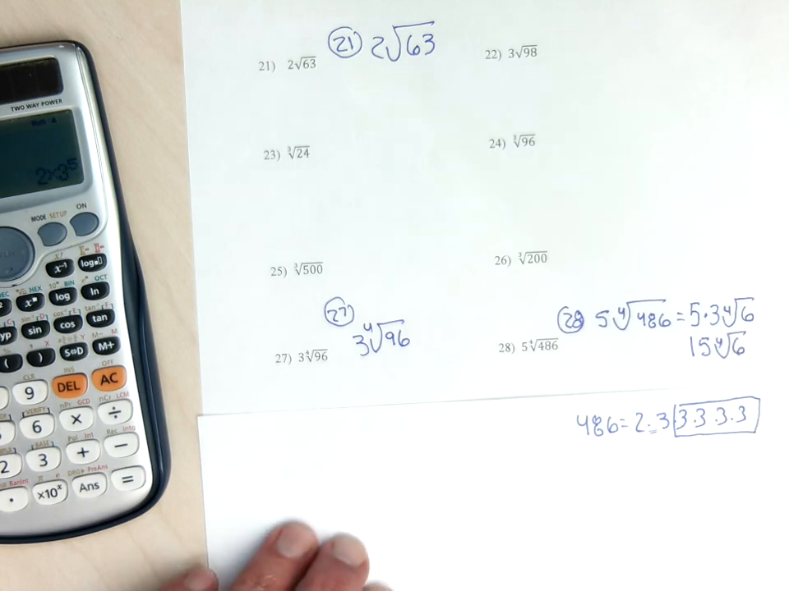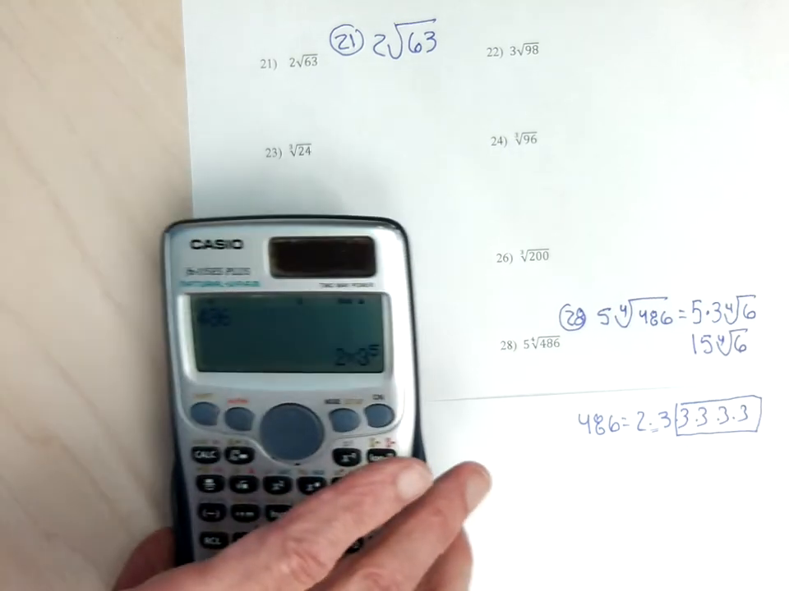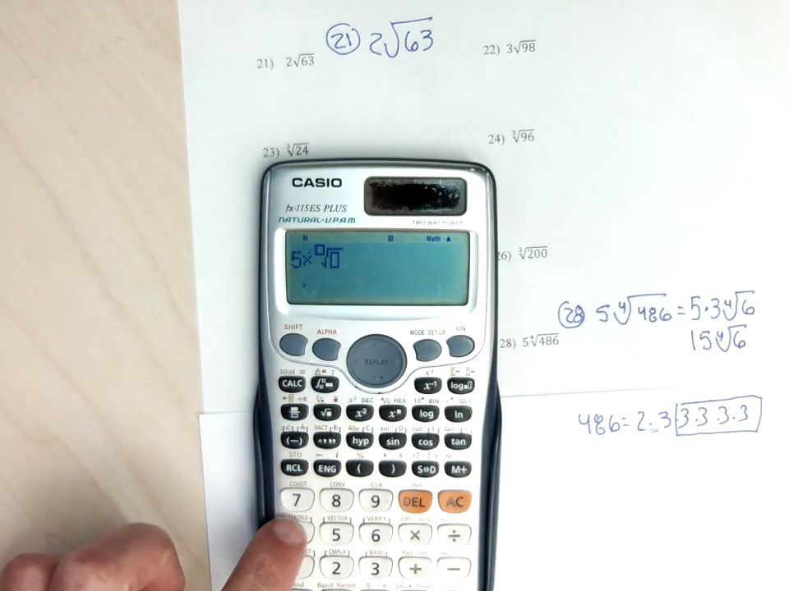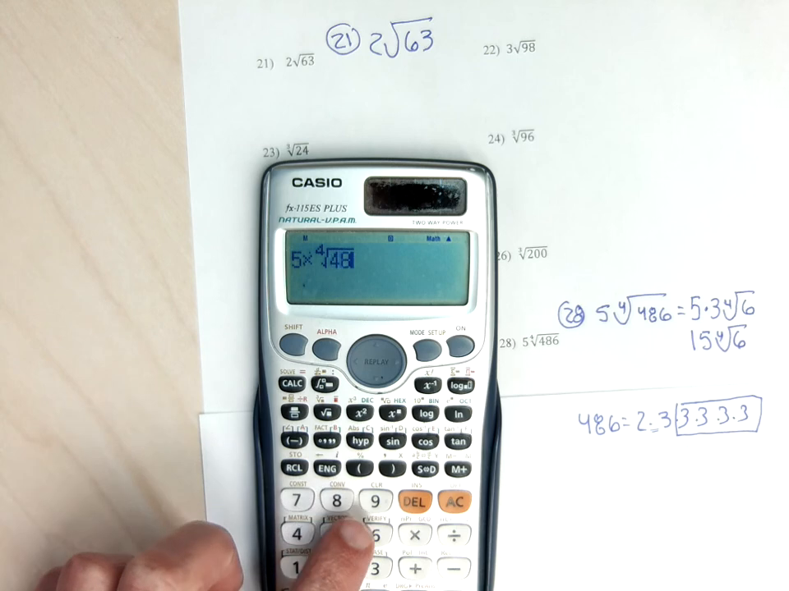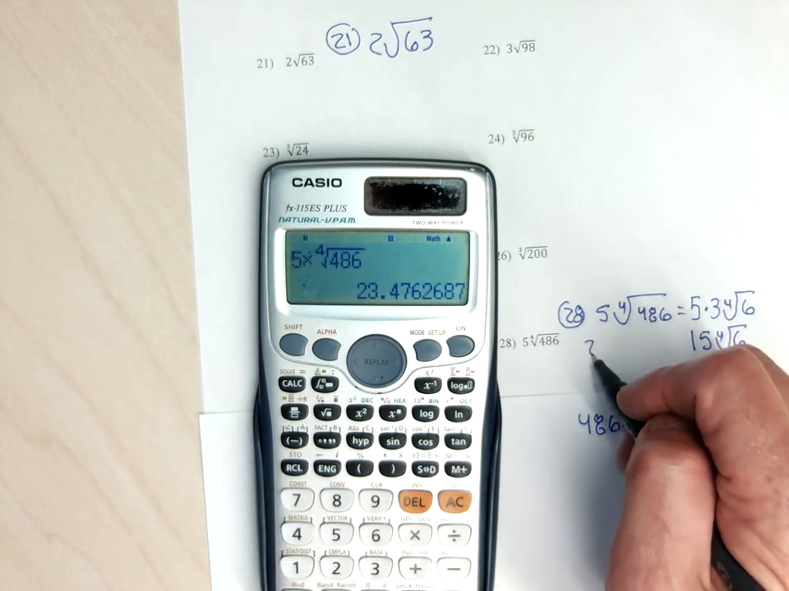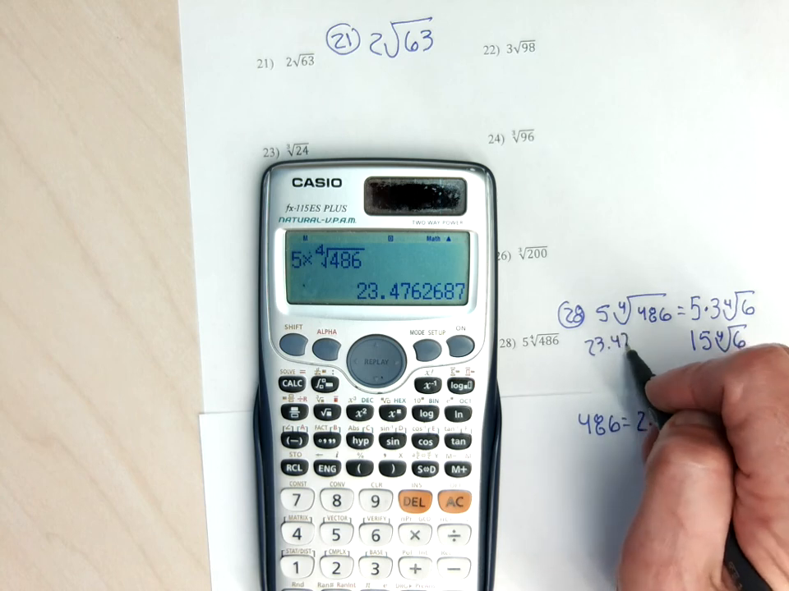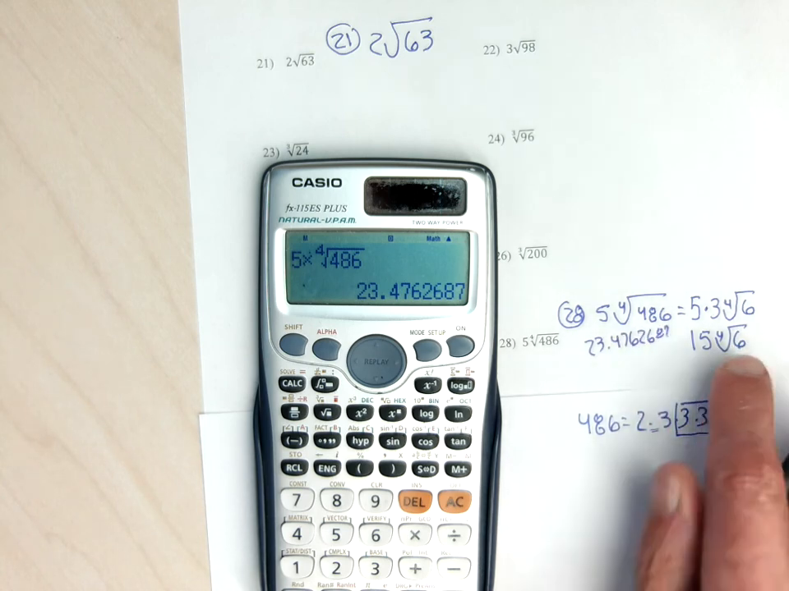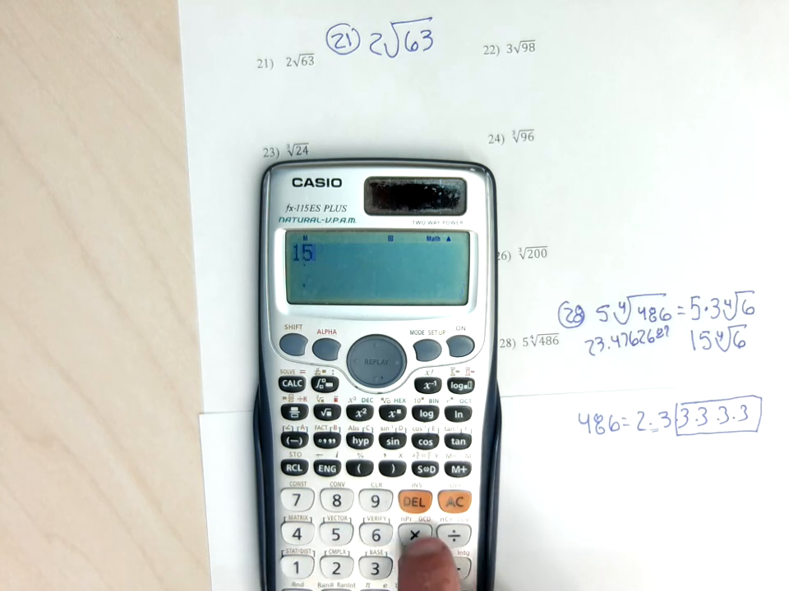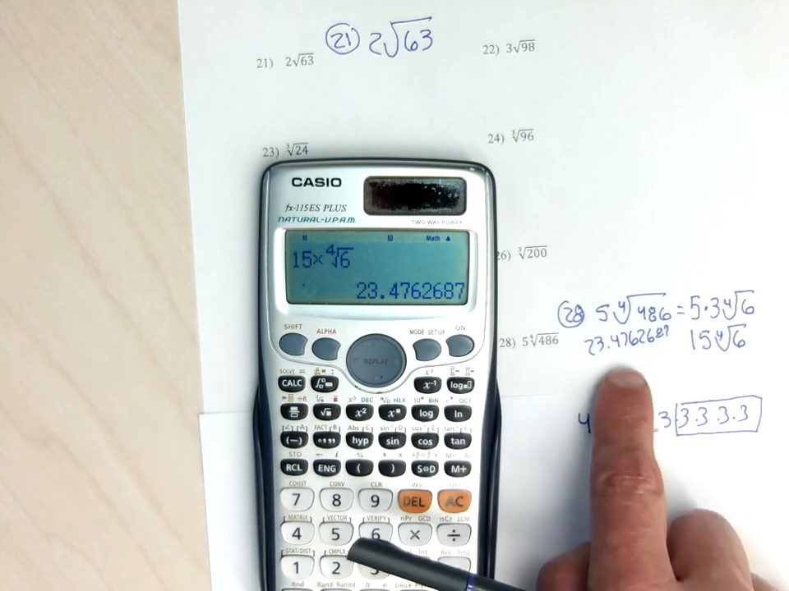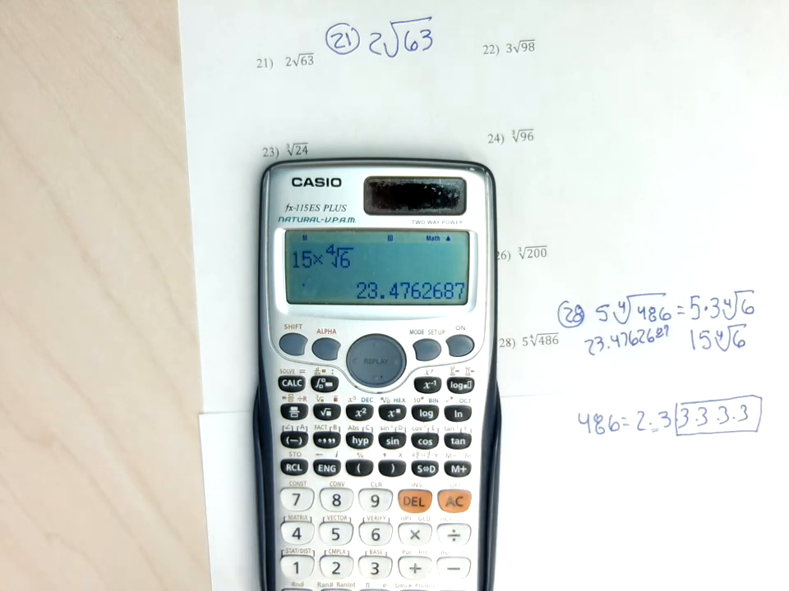Can't really check this per se, other than I can do this. I can go 5 times the 4th root of 486, which is the initial problem, and that gives me 23.476267, and then take my answer, 15 times the 4th root of 6. And if I get the same decimal, if that decimal is equal to that decimal, then I've reduced properly.